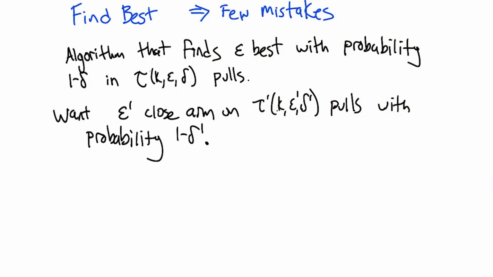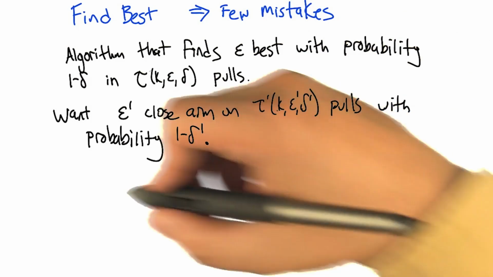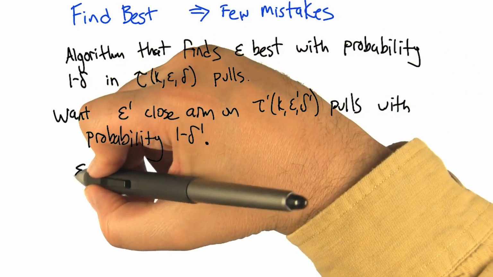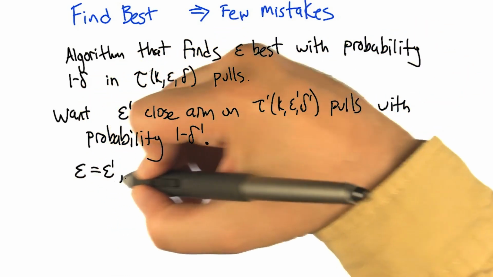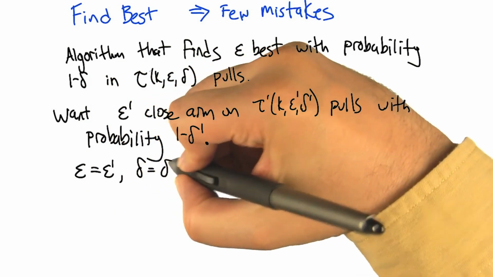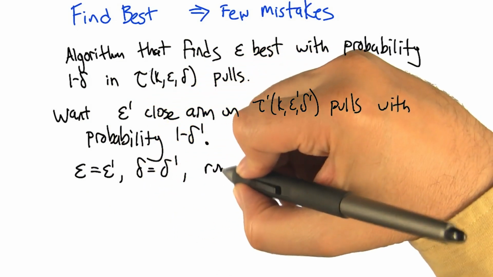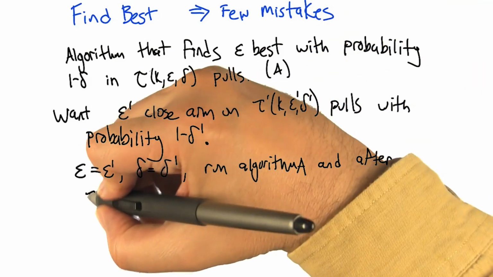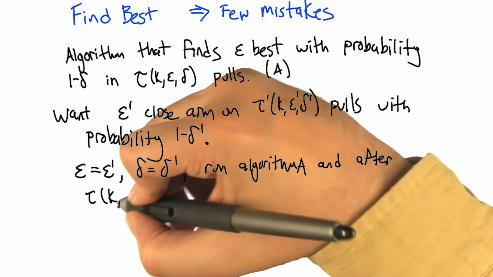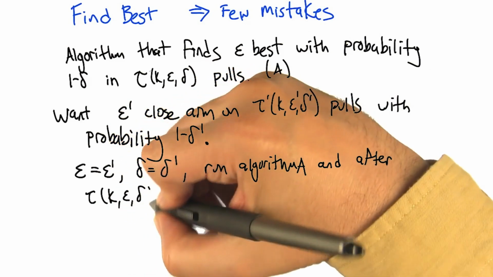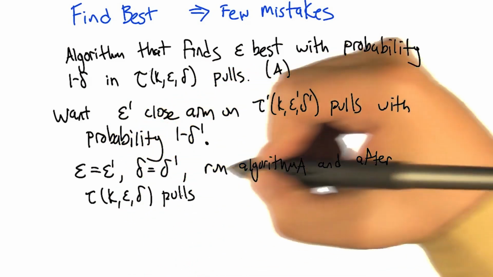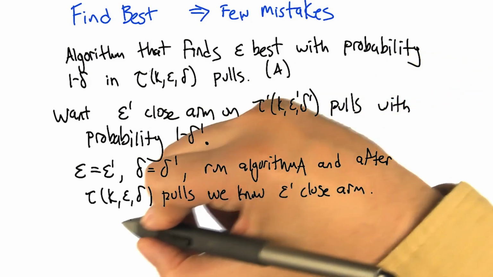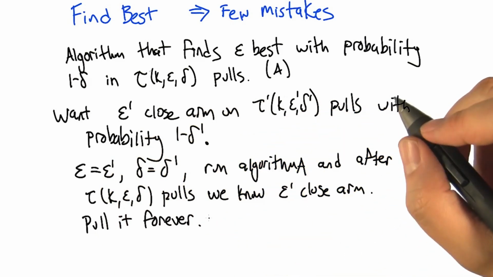Wait, why can't you just use the original algorithm to find the epsilon best one, and then you can do an epsilon close arm? All right, so we're going to set epsilon to epsilon prime, delta to delta prime. Then we're going to run algorithm A, and what do we do? So after tau, k, epsilon, delta pulls, we know an epsilon prime nearly optimal arm, and we just pull it forever, right? Yeah. And how many mistakes do we make?